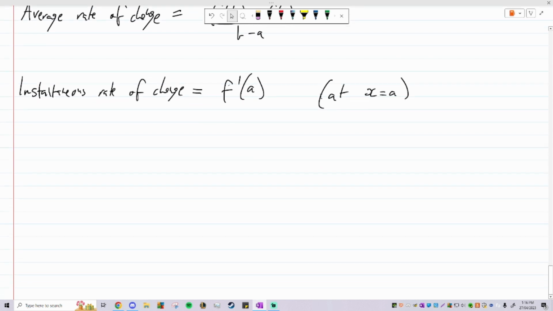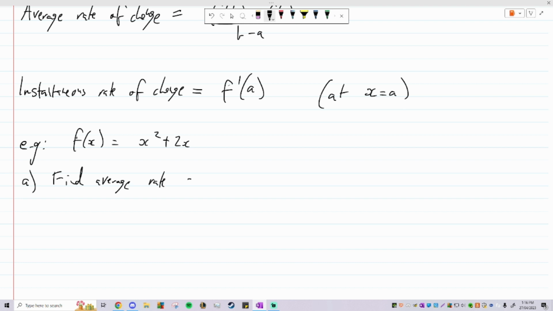Okay, a quick example of this, and this is the last thing before I let you guys try some questions. We're going to look at f of x equals x squared plus 2x. And part A for this question is going to be: find the average rate of change over 2 to 3. Find the average rate of change over 2 to 3.